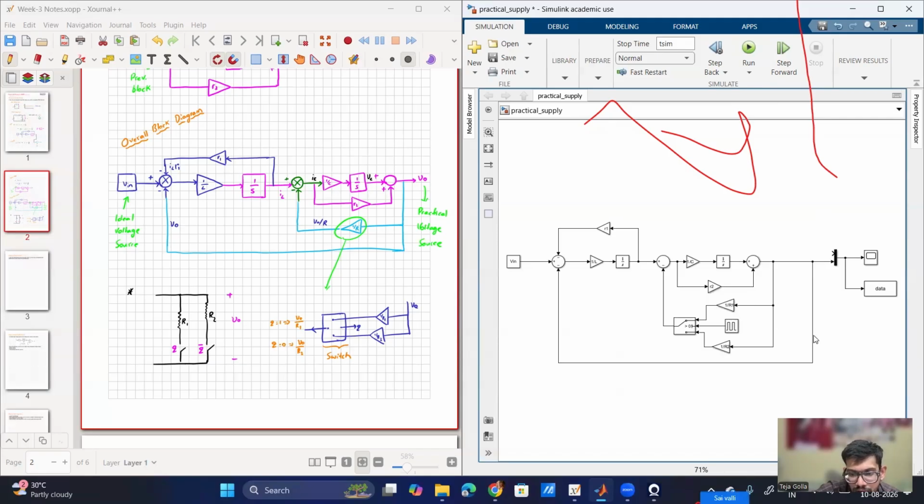So this is my V0, and this is my outer loop V0. This is my actual voltage source, this is my practical voltage source.